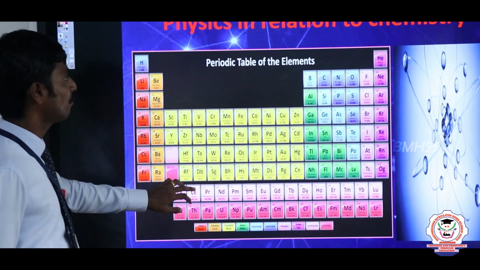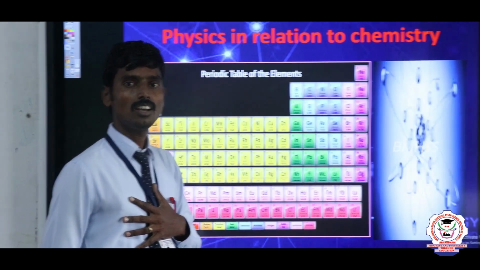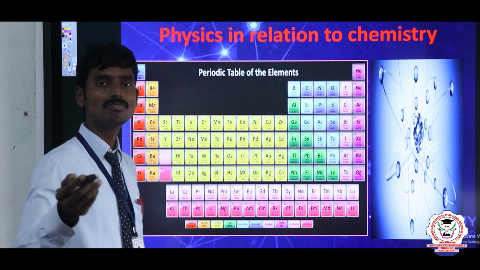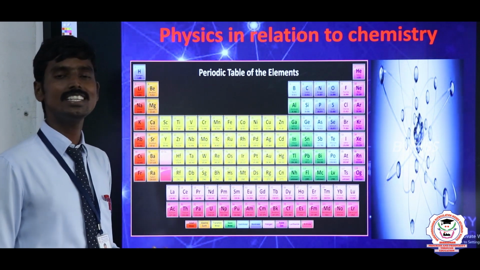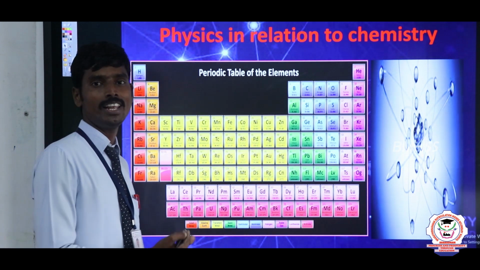The next one is, in our physics principle used in chemistry, interdisciplinary branches like quantum chemistry and physical chemistry play a vital role here.